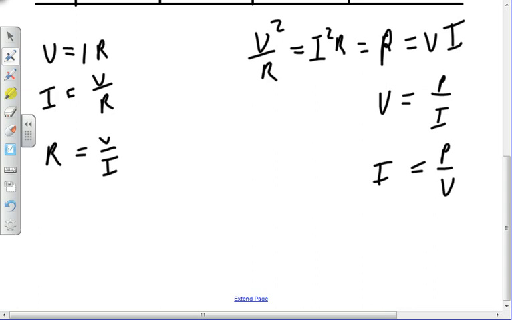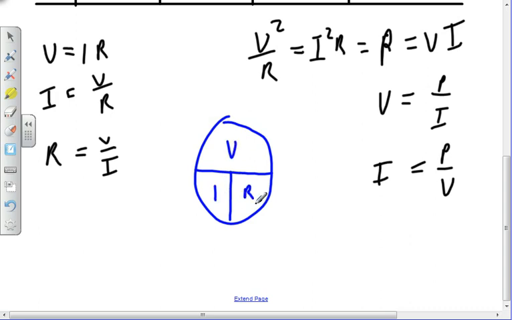Or I can go and make a circle, put a V here and an I and an R there. And then I wouldn't even have to use my 9th grade math skills. I could say voltage is current times resistance, resistance is voltage divided by current, and current is voltage divided by resistance. And then I could make it bigger and do all the power stuff on it and make it completely useless. But I could do that. I could have a representation that looks like that.